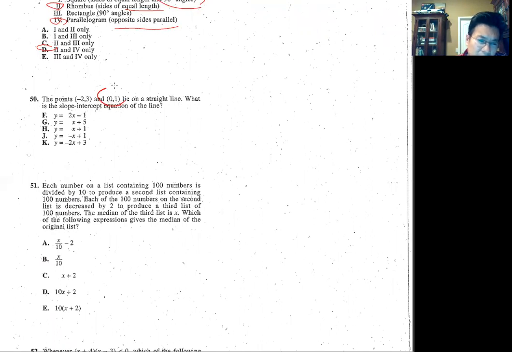Okay, so it says this is the y-intercept. We can eliminate everything else but these two, H and J. And then rise over run. Rise is minus 2 and run is 2, so the slope is minus 1, so J.